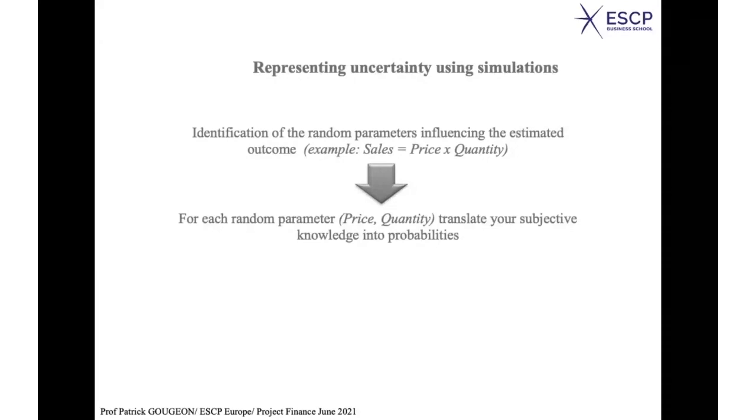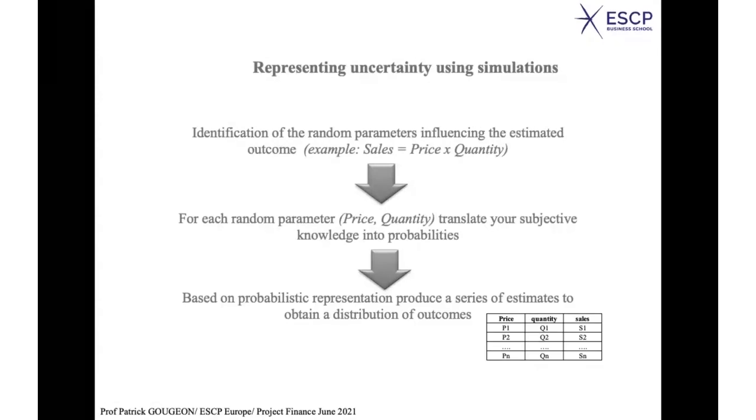Once you have these probabilities, and we'll see how to get them, then you can combine the 2, price and quantity, to obtain the sales. And based on the probabilistic representation which you have, you produce a series of estimates to obtain a distribution of the outcomes, in this case of the sales.